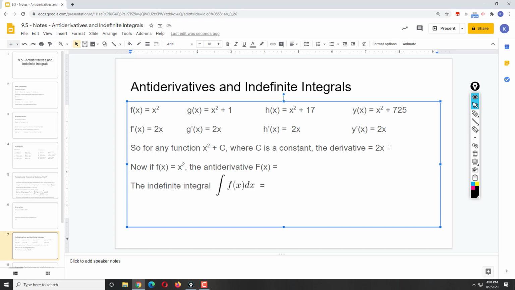Now, if f of x is equal to x squared, we say that the antiderivative of big F of x is... let's say if a of x is 2x, the antiderivative of big A of x is going to be x squared, right? Because if we take the derivative of x squared, we get 2x. So the antiderivative of 2x is x squared. But really, we can also say the antiderivative of a of x is equal to x squared plus 1. It's also okay. They're both antiderivatives of 2x.